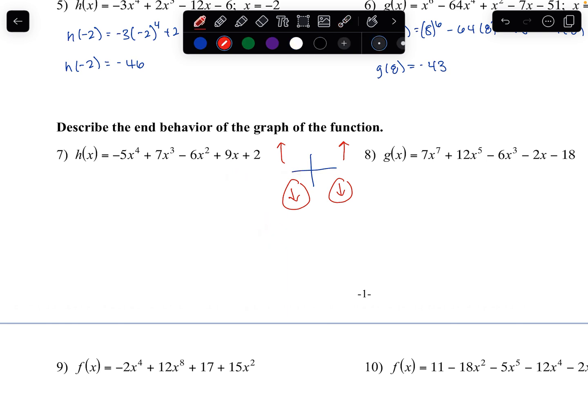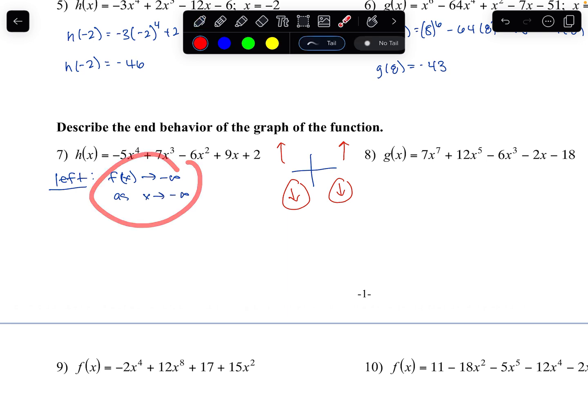Okay, so how do I write that? Using the correct notation. So we're going to use end behavior notation. So let's start with describing the left side. On the left side, what we're going to say is f of x is going to approach negative infinity as x approaches negative infinity. And that's just what we're saying right here. F of x is going to get really, really small as x gets really, really small on the left side.